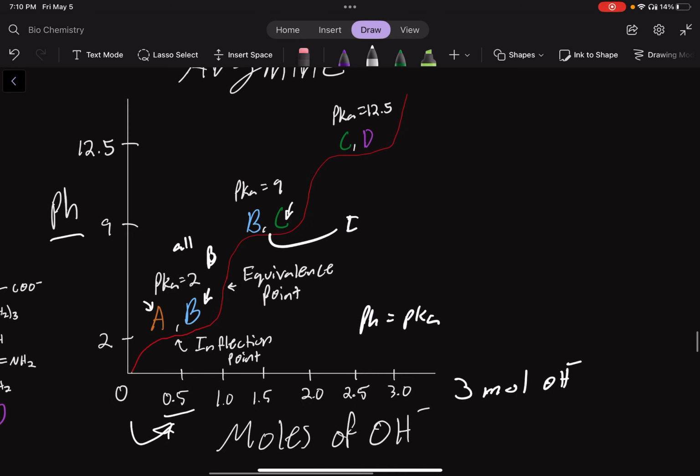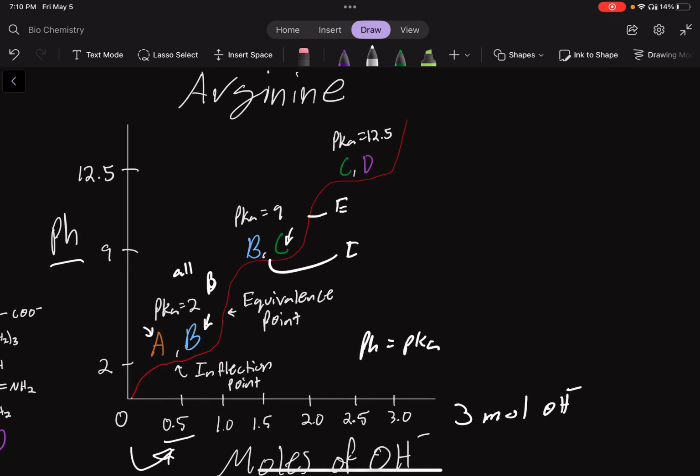We continue adding moles of OH, 0.5 at a time, and here we see another equivalence point where we will only see all C. And finally, we see right here another inflection point where C and D are also in equal amounts. The acid and its conjugate form are in equal proportions.